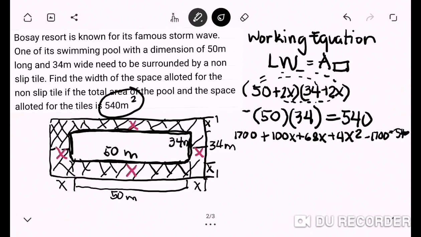So, I hope ay nasusundan natin mga classmate, ano? So, from this point, pwede pa nating isimplify. So, kung mapapansin nyo, we have 1,700 here minus 1,700. So, pwede na nating i-cancel. So, ang matitira na lang ay 3 terms sa left side. So, pwede pa nating i-simplify ang 100x plus 68x. So, we have 168x plus 4x squared equals 540.